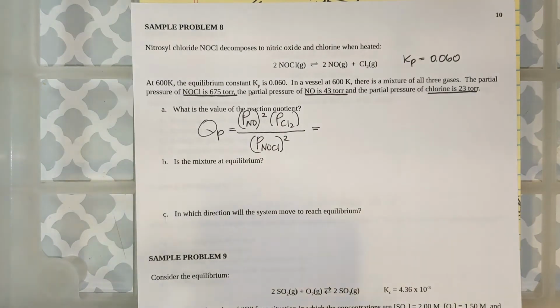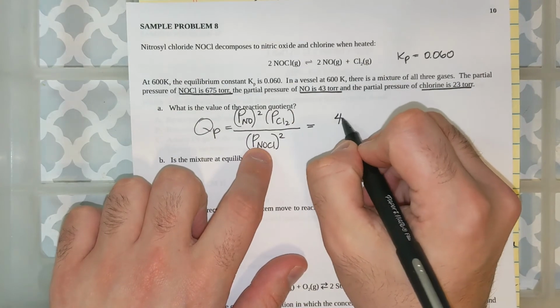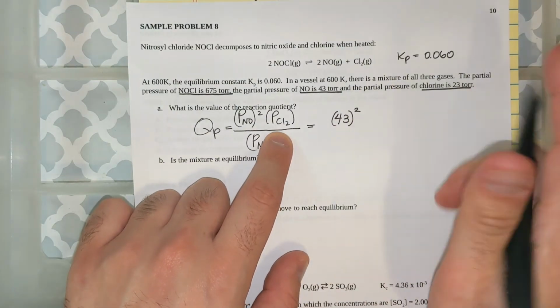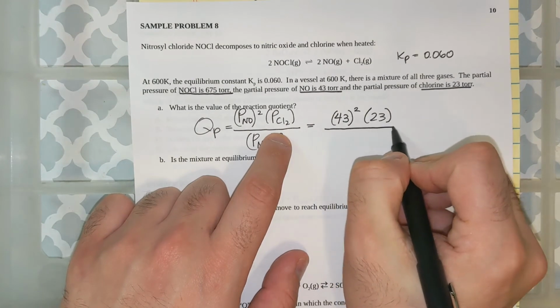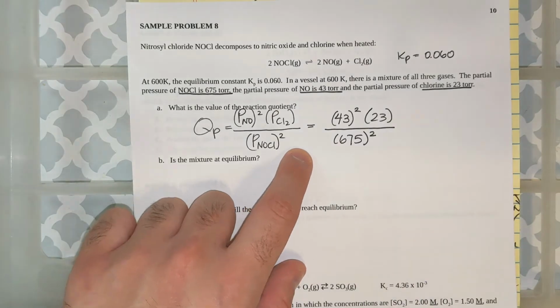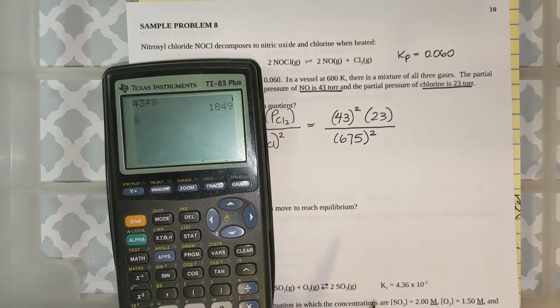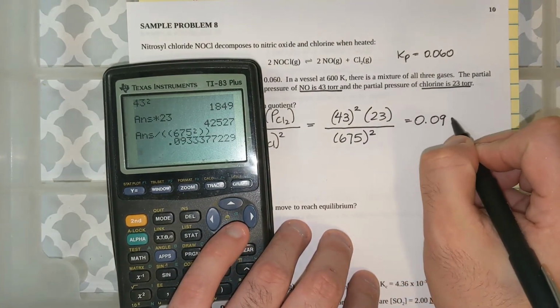So let me plug them in. P of NO is 43, and that's going to be squared. PCl2 is 23. Nothing's happening to that; the coefficient is 1. All over 675 squared. So now I'm going to plug these values in: 43 squared times 23 divided by 675 squared. And I get a value of 0.093.